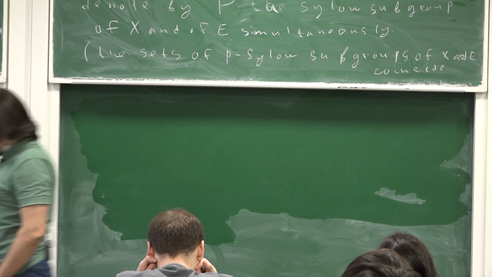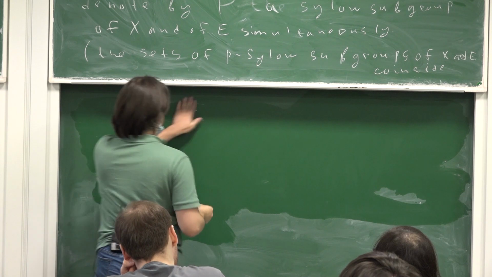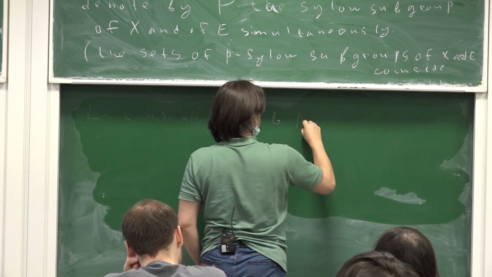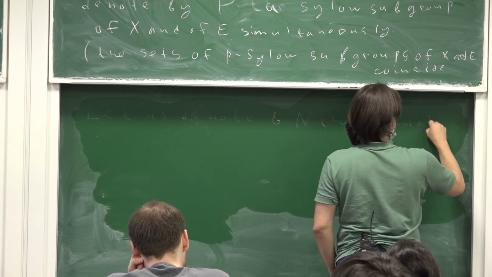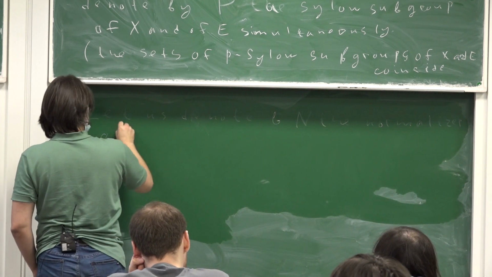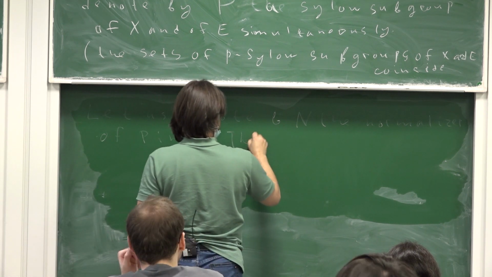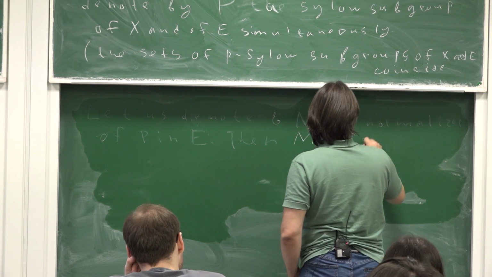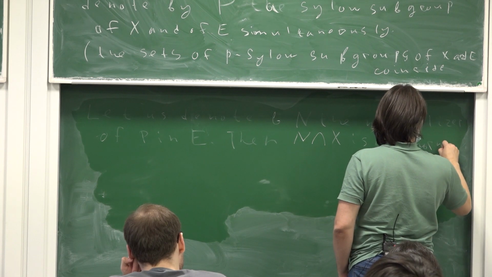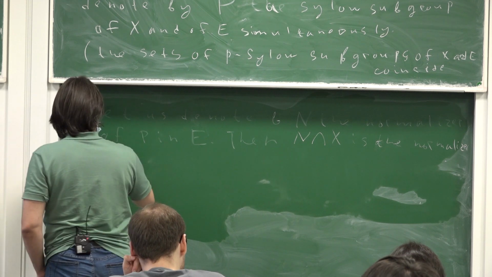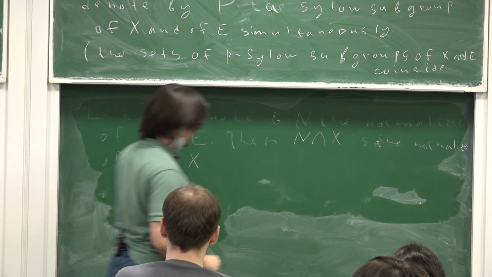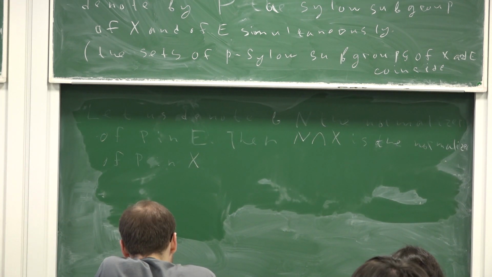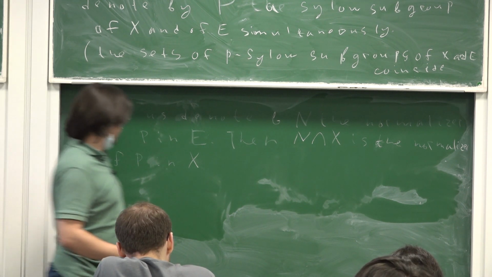So what do we have? We have the following diagram. We have E. Let us denote by N the normalizer of P in E, then N intersect X is the normalizer of P in X, yes? Normalizers are elements that normalize P, such that conjugation by them induces some automorphism of P.